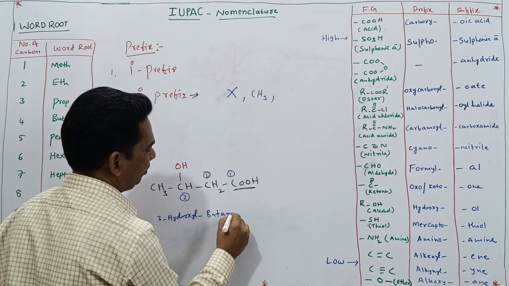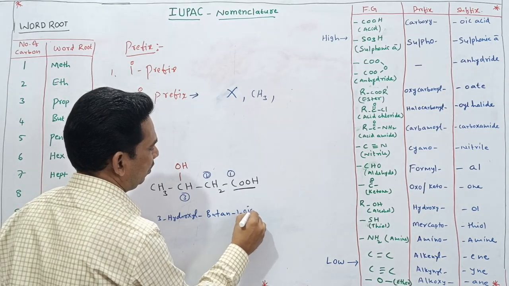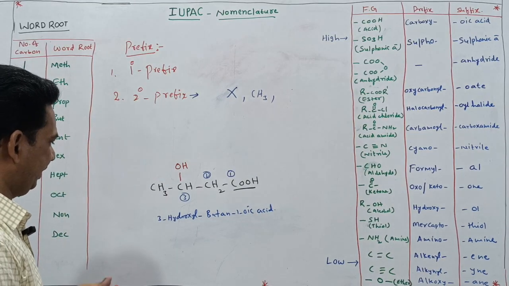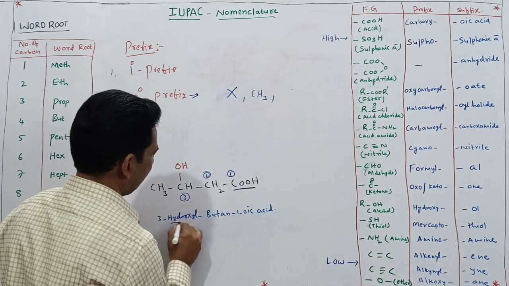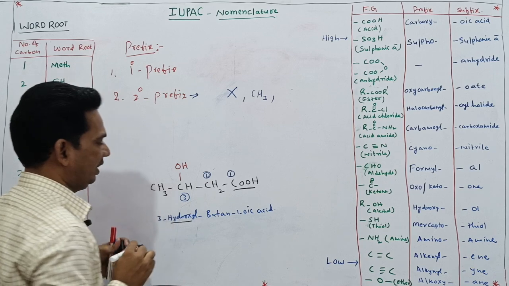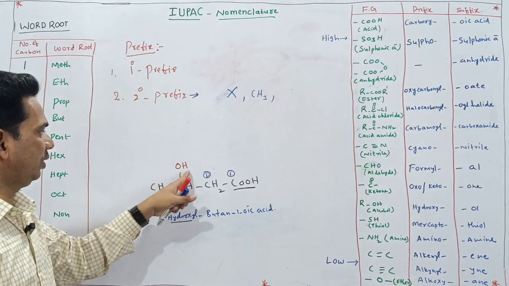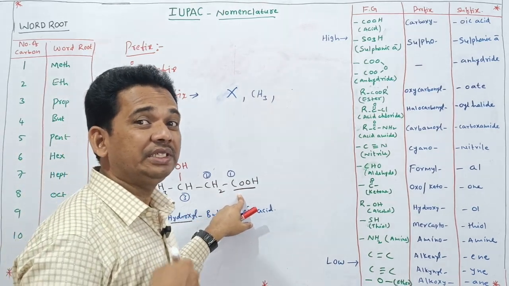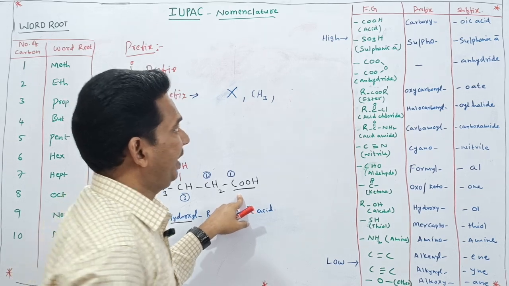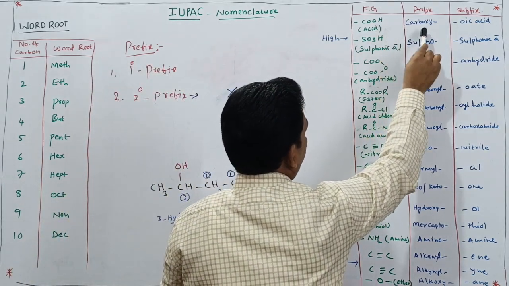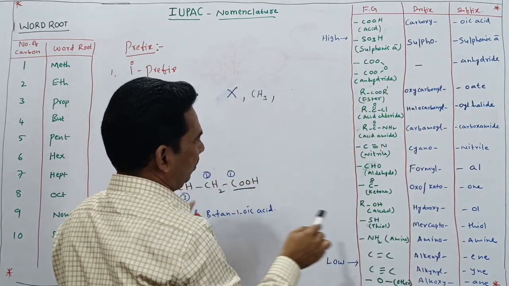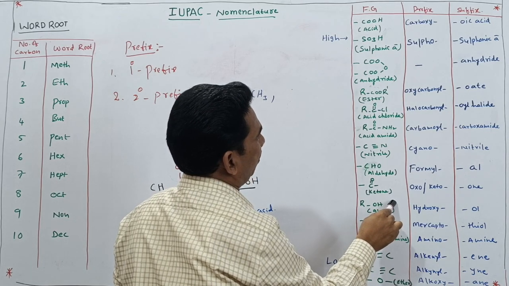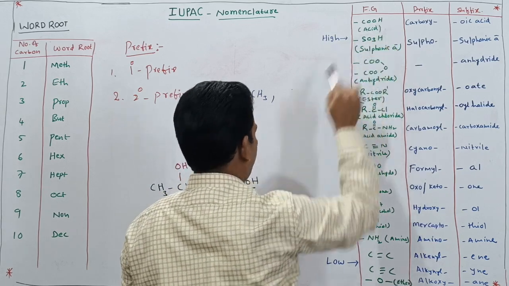First position acid group is there, 1-oic acid. Now see here, hydroxy as well as the carboxylic acid. Both these are functional groups. This is also a functional group, this is also a functional group. But which has the higher priority order I mentioned here? You see, the acid group will come first, then the hydroxy group. It means the OH group has lower priority when compared to the acid group.